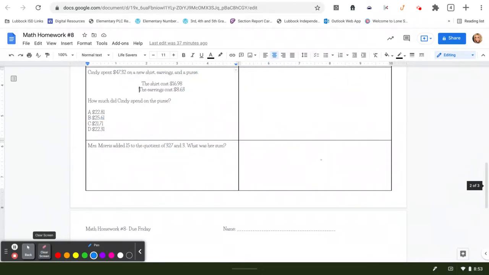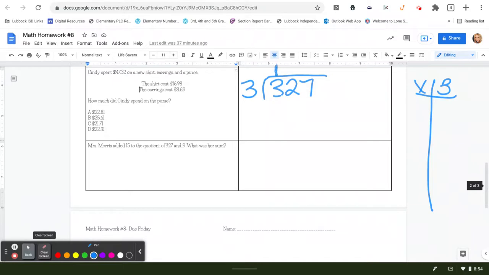Actually, let me clear this so I have plenty of room. So we're going to start with 327 divided by 3. If you need your threes cheat sheet, make it all the way to 9. Cover up all your digits except for the first one. If I need $3 and the bank has $3, I can get my money one time. And I subtract. Am I done? No. Bring down my 2.